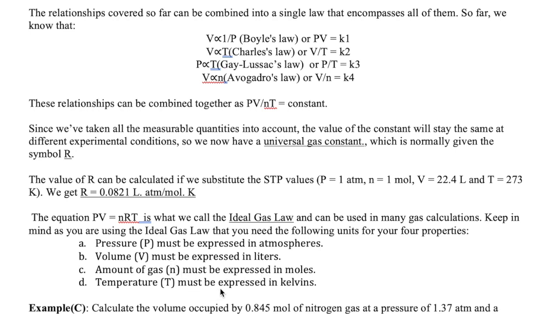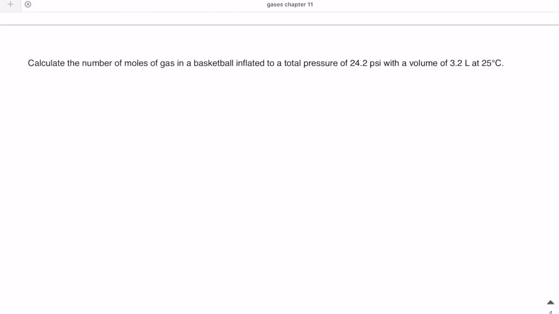This is so that those units can cancel with the unit of R. We can work through this example of an ideal gas type problem. It says here to calculate the number of moles in a basketball that's inflated to a certain total pressure with a volume at a particular temperature. So this is really pretty much a straightforward ideal gas equation problem.